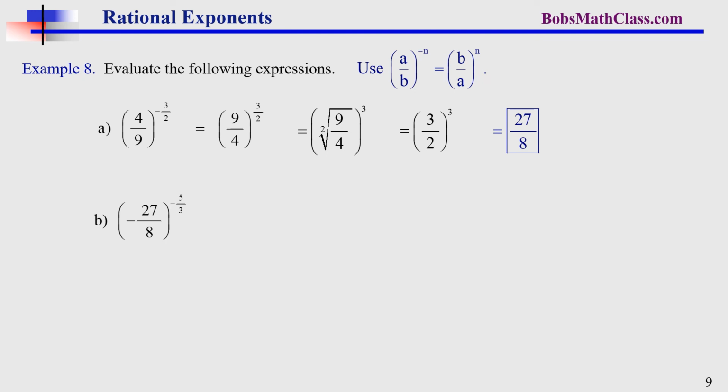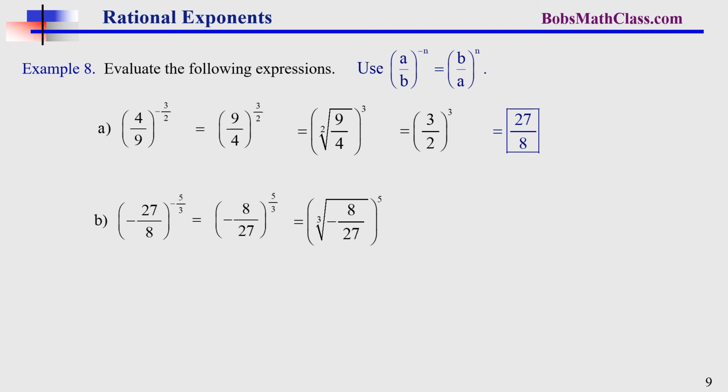Okay, next one. Again, we're going to flip the fraction. Even though it's negative, when you flip it, it'll still be negative. So negative 8 over 27. Now the negative 8 over 27, that's going to be our radicand. The bottom number is our index, and the top number goes outside the parentheses. This is a cube root, so we can have a negative inside.